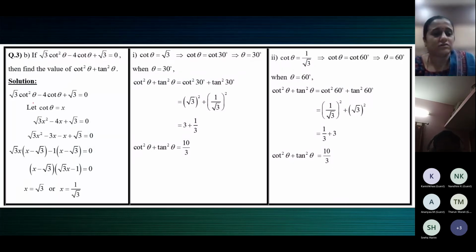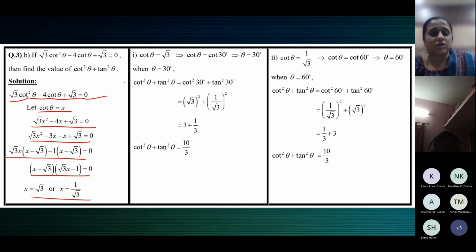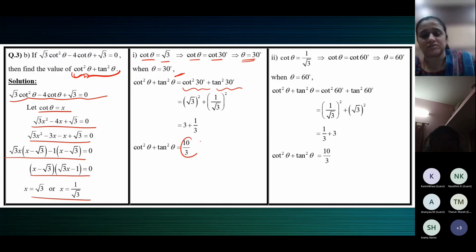You can see here, this is the equation given. Let cot theta be x, a quadratic equation, splitting the middle term, grouping, and finding the values of x. So if x is root 3, that means cot theta is root 3, which means cot theta is cot 30, so theta is 30 degrees. When theta is 30 degrees, we have to evaluate this expression: cot square theta plus tan square theta, which means cot square 30 plus tan square 30.